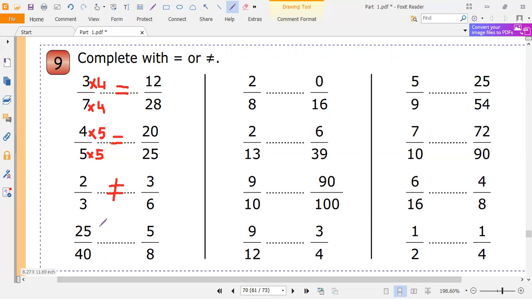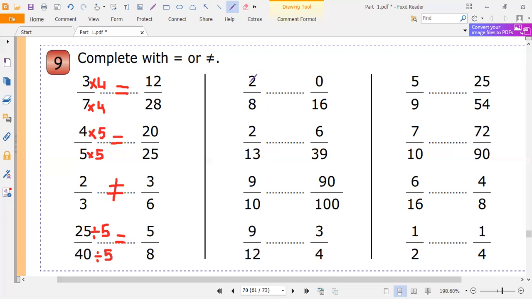Here 25 becomes 5. It becomes smaller, so we have to divide the 25 by what? 5 times what is equal to 25? So we have to divide by 5. If we divide the 40 by 5 also, we get 8 because 8 times 5 is equal to 40. So here we divide the numerator and the denominator by the same number. So yes, these two fractions are equal.